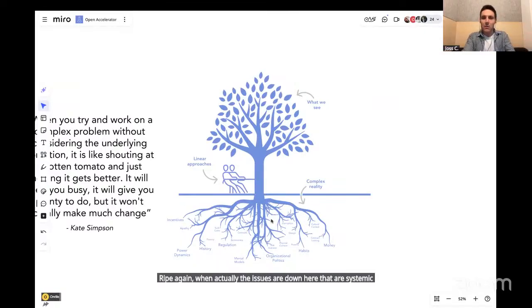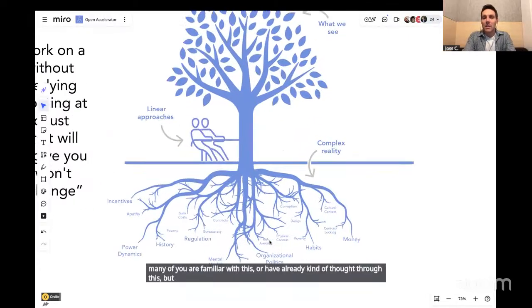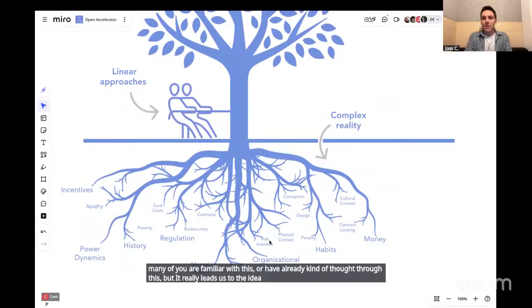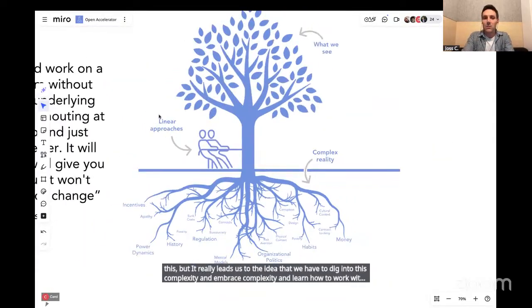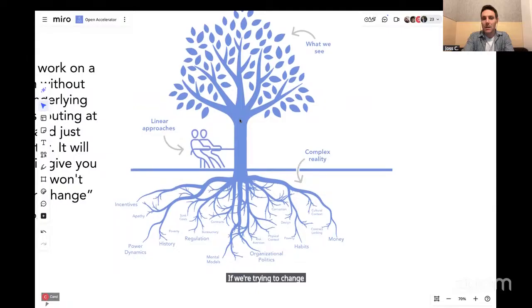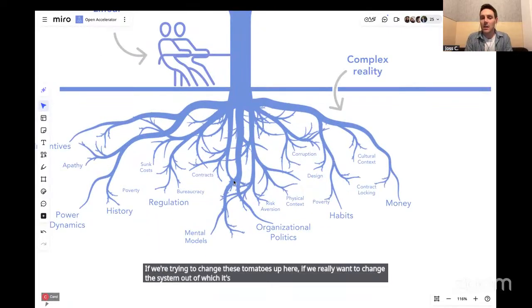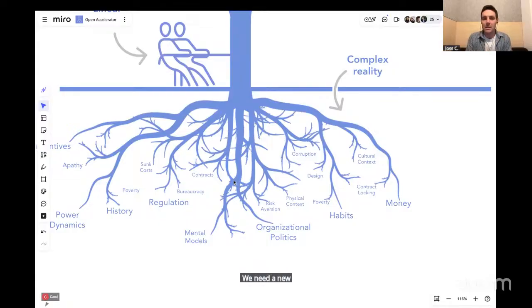I imagine many of you are familiar with this or have already thought through this, but it really leads us to the idea that we have to dig into this complexity, embrace complexity and learn how to work with it, which requires a whole new toolkit, right? The linear approaches we know are very good if we're trying to change these tomatoes up here. If we really want to change the system out of which it's emerging, we need a new kind of mindset and set of methodologies and so forth.